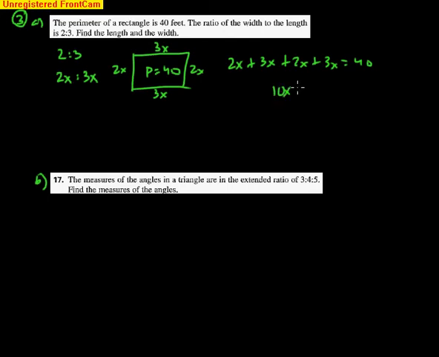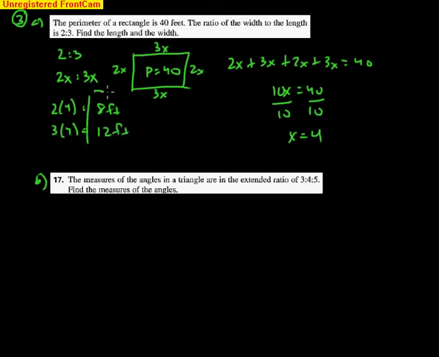This left side is 10x equals 40, and divide by 10. And x is 4. So I want the length and width. The perimeter is 40 feet, so I'll put 2 times 4, which is 8 feet, and 3 times 4, which is 12 feet. And there's my length and width. Now, the next one, the triangle one.